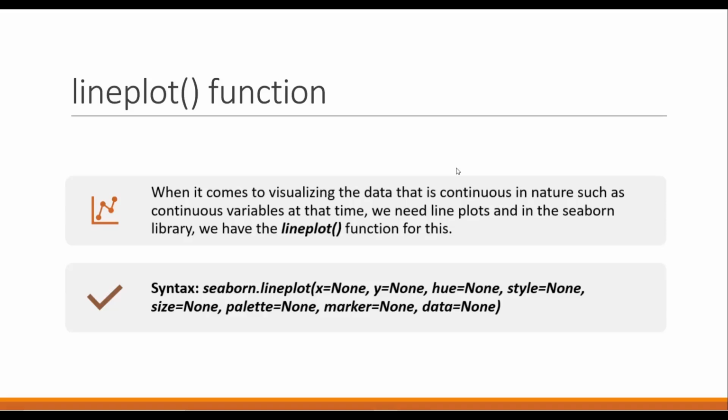The next one is style. It is a grouping variable that produces a component with a different style. The next one is marker, which is used to set the marker style. And the last one is data, and it is the data set that we are going to use. So we will learn this concept with the help of different examples. I will show you the examples first.